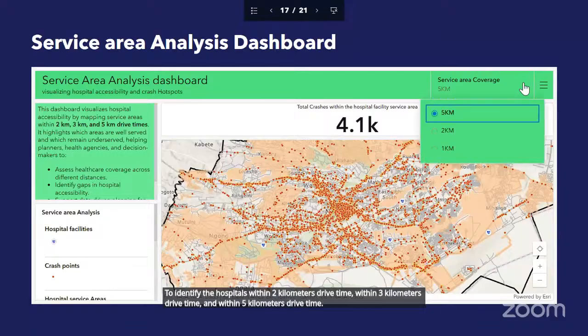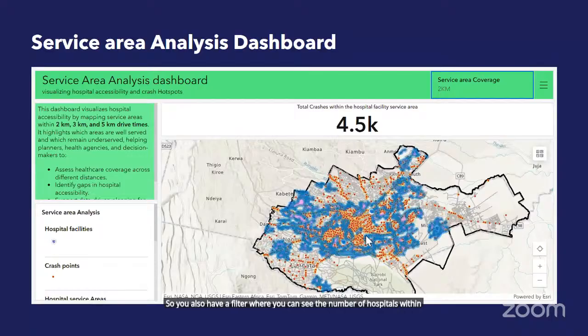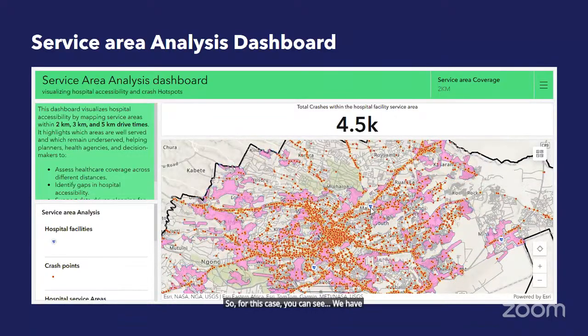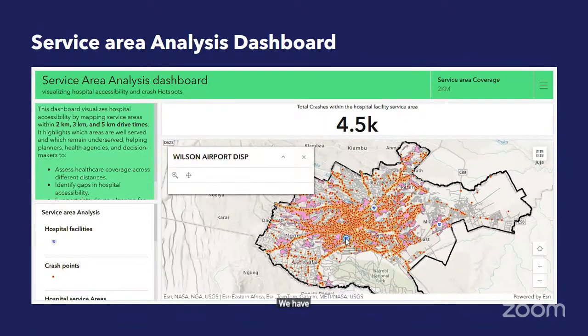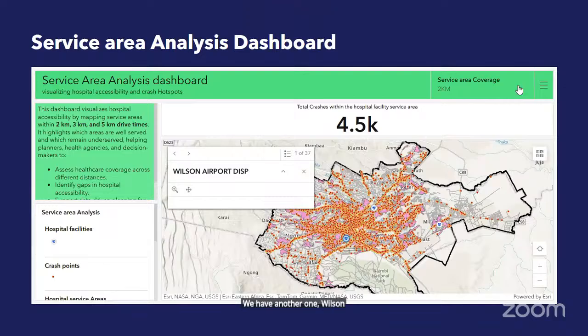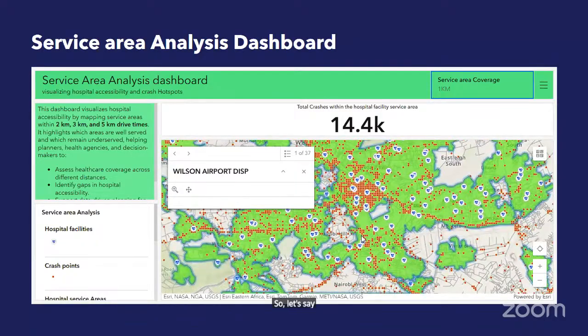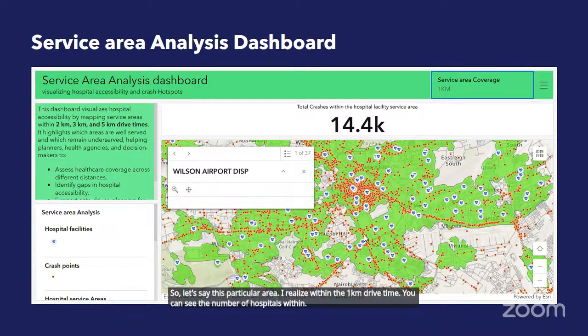So you also have a filter where you can see the number of hospitals within 2 kilometers drive time. So for this case, you can see we have, as I click on the map, Huruma Lions Clinic. We have another one, Wilson Airport Dispensary. You can also filter within 1 kilometer drive time. So let's say this particular area lies within the 1 kilometer drive time. You can see the number of hospitals within this area, and also we can target intervention.